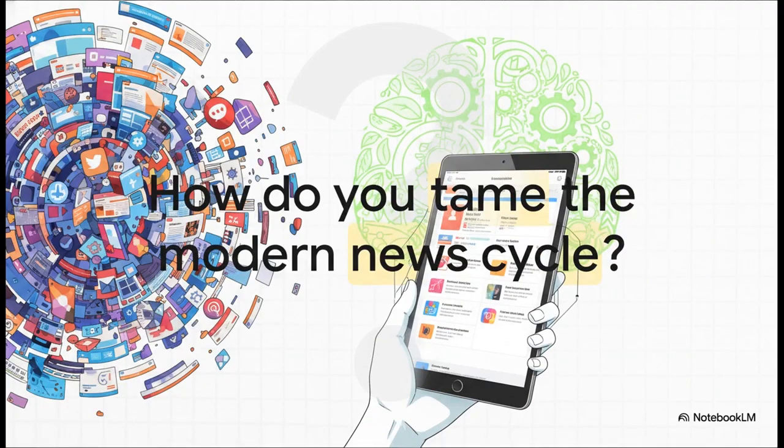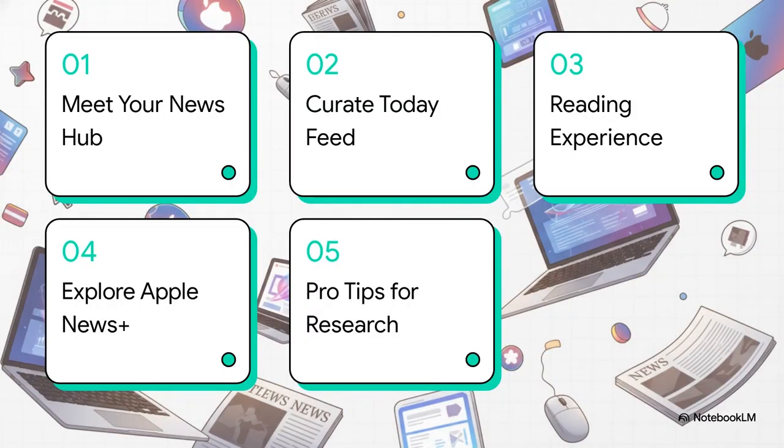So here's the big question, right? How exactly do you tame the modern news cycle? Well, the secret is shifting from just passive consumption to active curation. Being intentional about the media you consume isn't just about reading less stuff. It is arguably the ultimate productivity hack. It's about making sure the information you do let in is highly relevant, completely trustworthy, and perfectly organized for your day-to-day workflow.